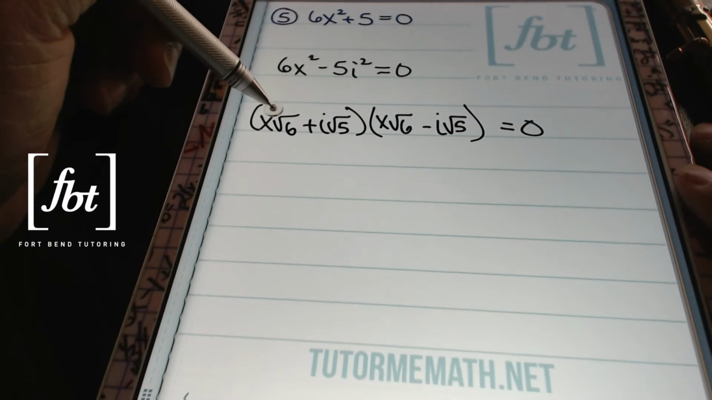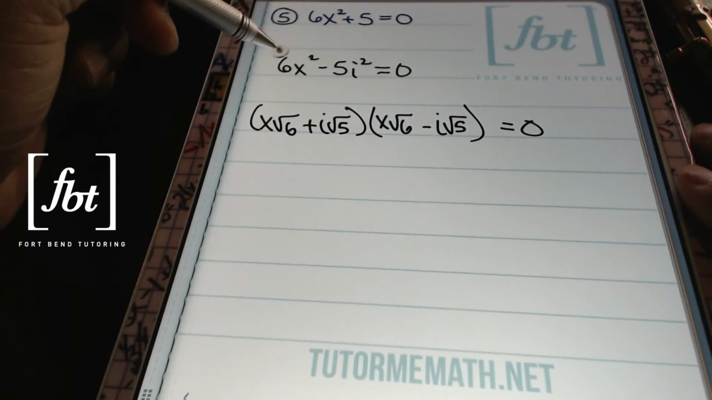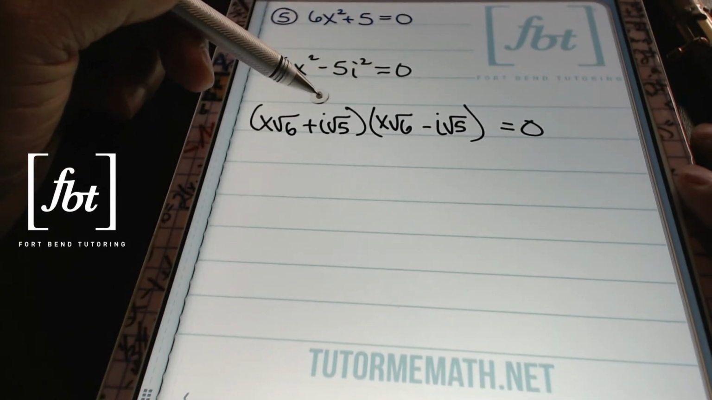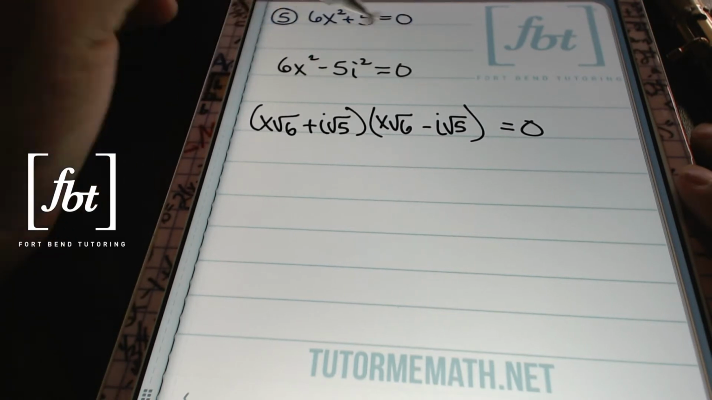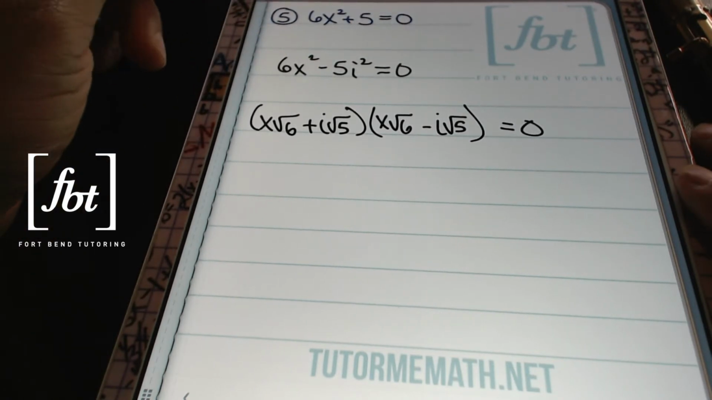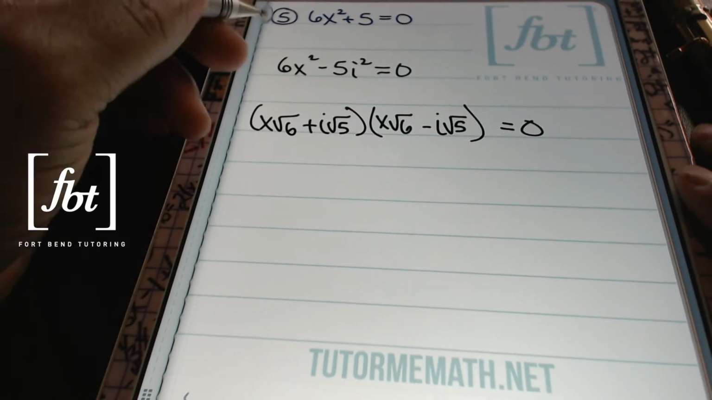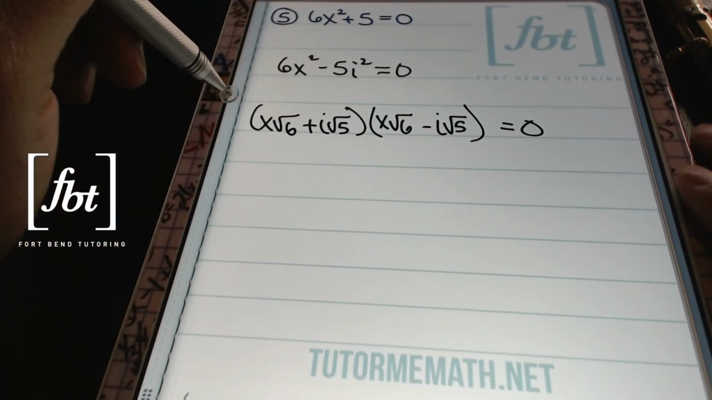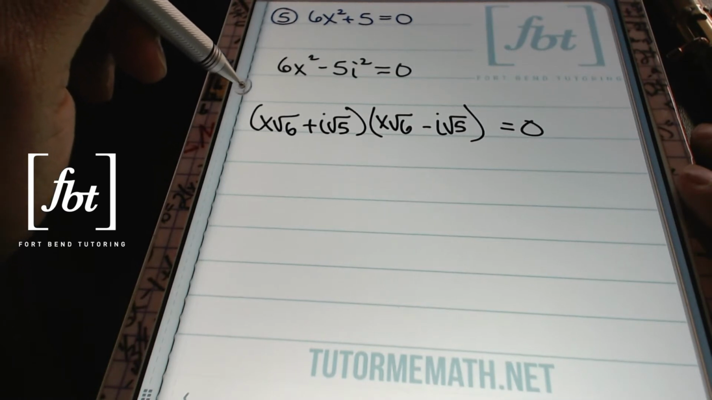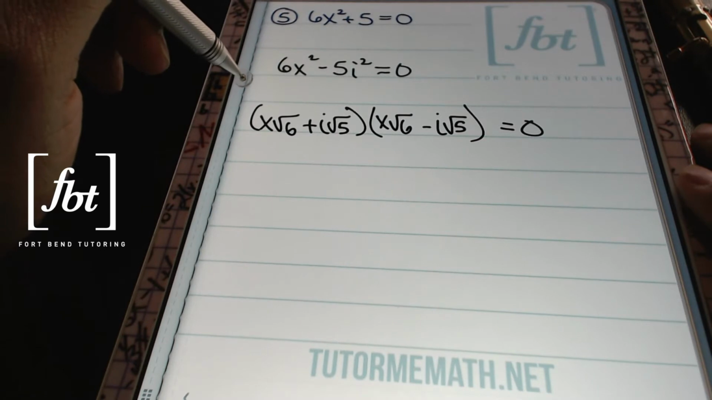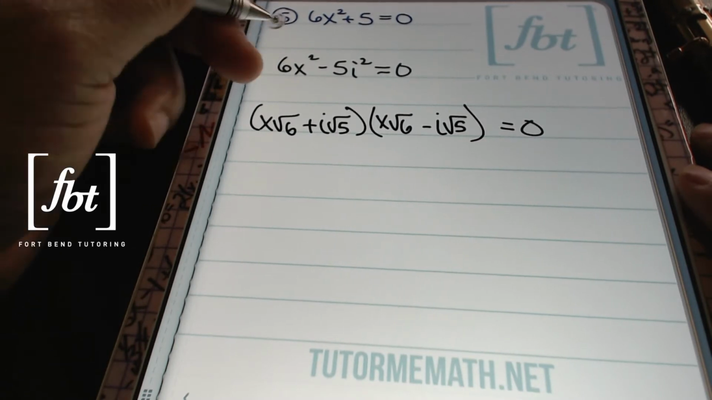We know that x times square root of 6 times x times square root of 6 is going to be 6x squared. And when you multiply i times square root of 5 times negative i times square root of 5, you'll end up with a positive 5. So you can always, once again, FOIL this back together, distribute, get your arrows popping to multiply that back together to confirm that your factorization is correct. You can always do that.